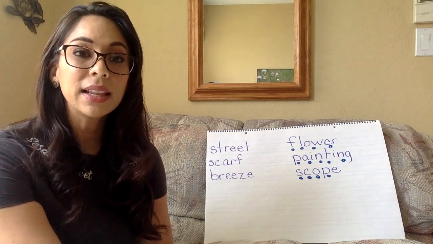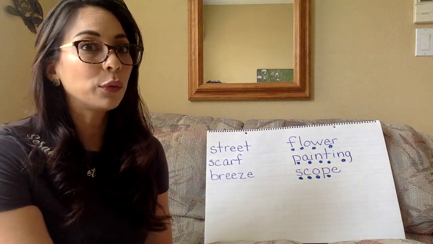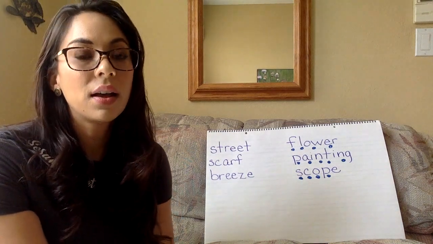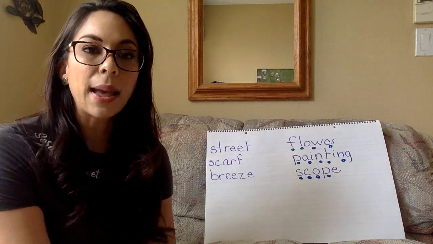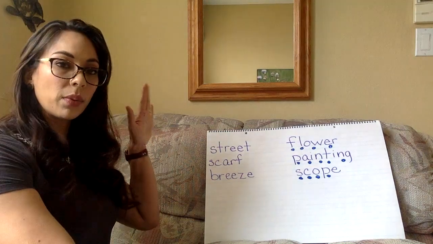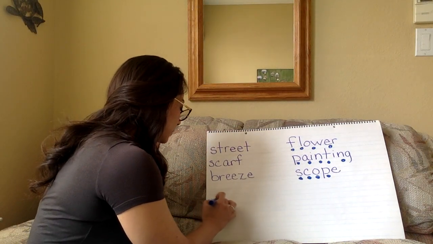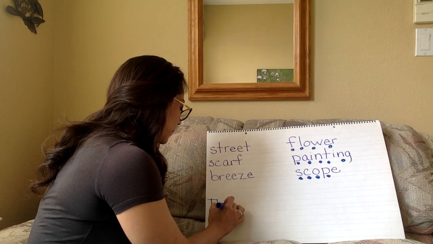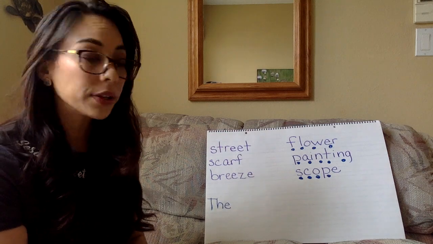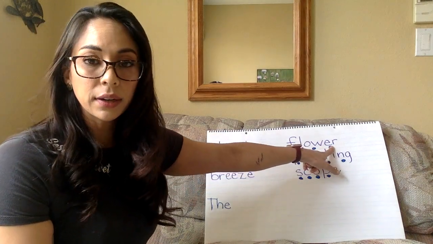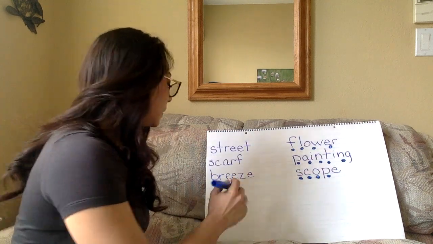All right, ready? Let's write this together. The first word is the. That's a popcorn word that we've known forever, right? The. But what do we need to do because it's at the beginning of a sentence? We need to give it a capital T. Good. And we start all the way to the left. The flowers. I've got flower here to make it flowers. We just put an S, right?